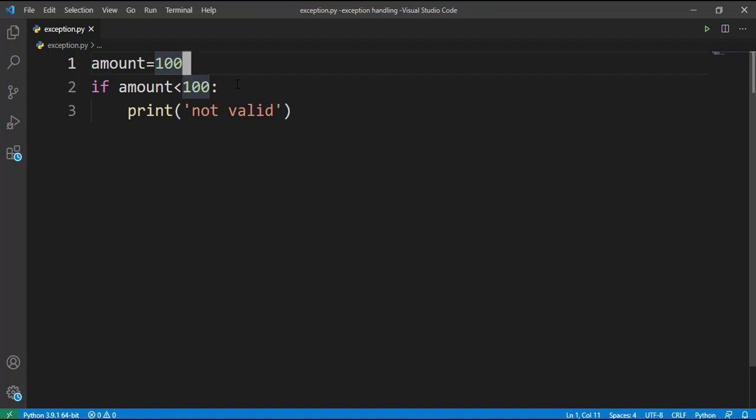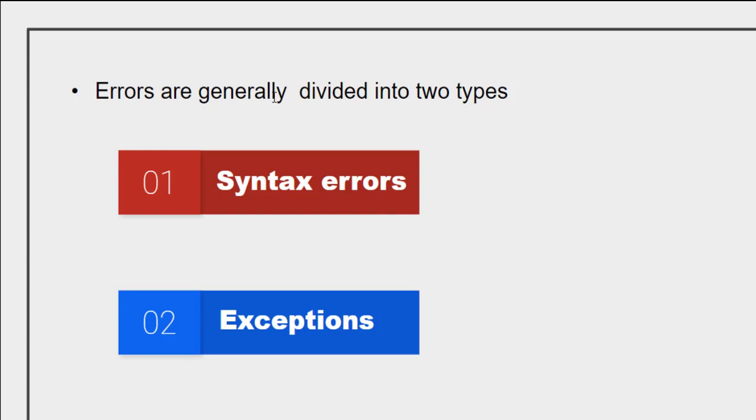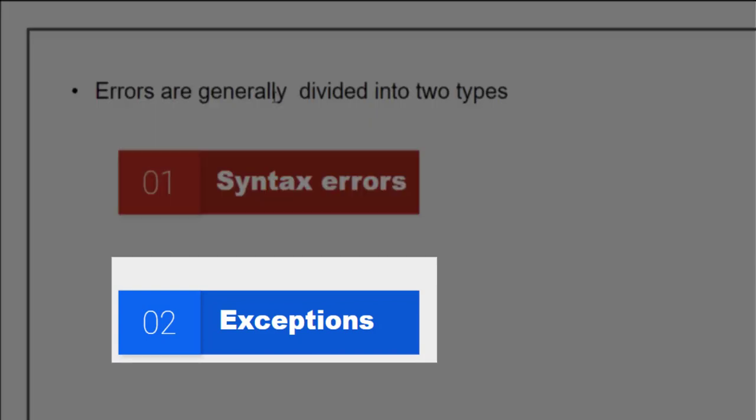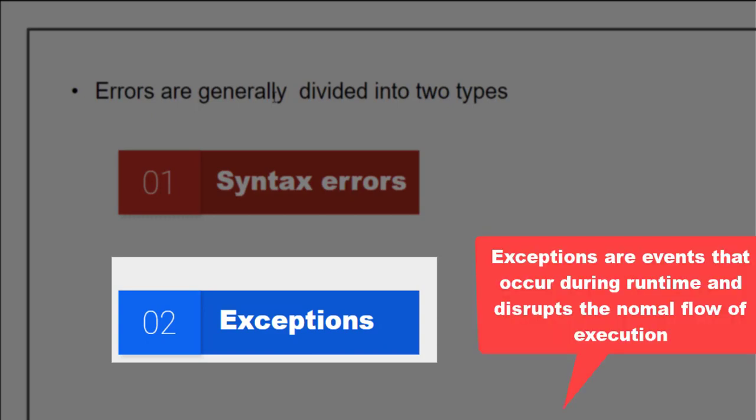So next let's discuss exceptions. Sometimes in our programming, though our code is syntactically correct, we get errors. Those types of errors are called exceptions. So what are exceptions? Exceptions occur during runtime. That means exceptions are nothing but events which disturb the program flow.